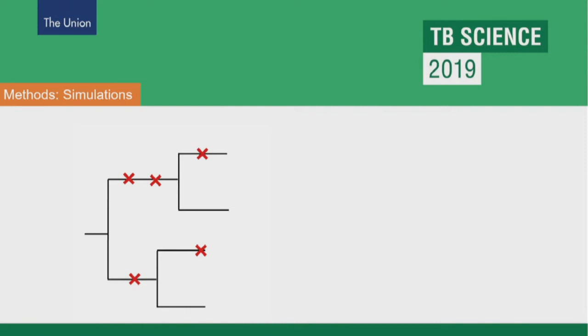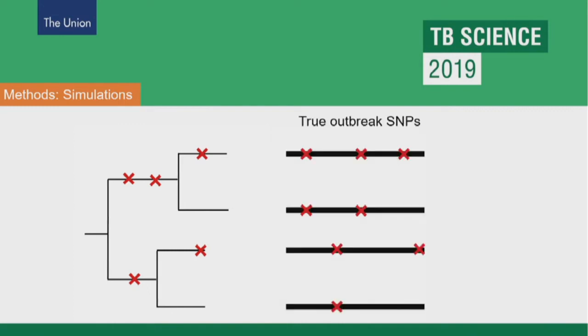We then simulated an outbreak. This is the outbreak phylogeny, and then we simulated evolution over the course of an outbreak phylogeny. This generated a set of closely related Mycobacterium tuberculosis genomes for which we knew the underlying truth, the true patterns of difference between outbreak genomes.